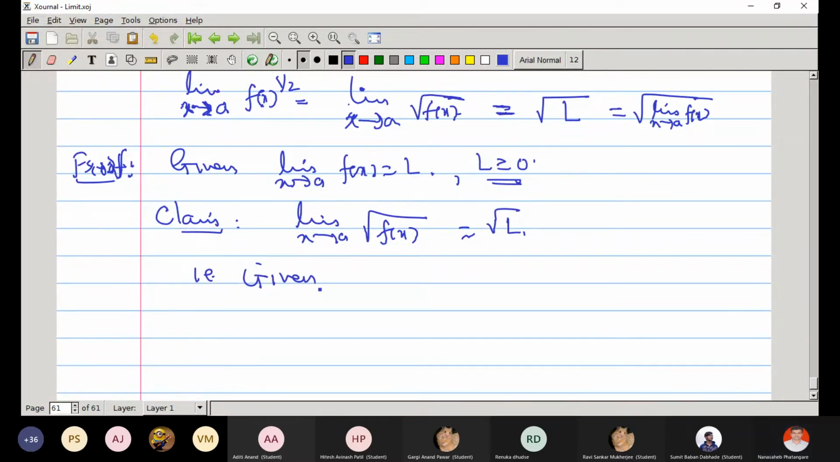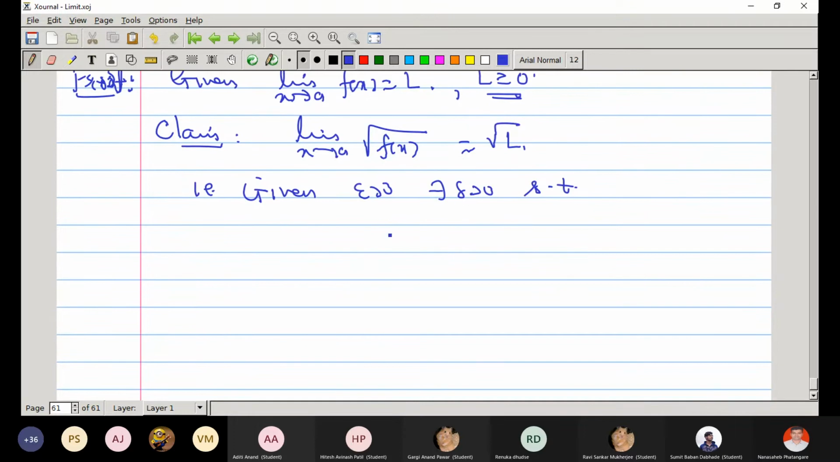That is, given epsilon, there exists delta such that whenever the distance of x from a is less than delta, then the distance of square root of f x from square root of L is less than epsilon. So this is what we want. You can also use the sequential criteria. That is also fine because here we are taking the positive square root. So we can actually produce delta for epsilon, or use the sequential criteria.